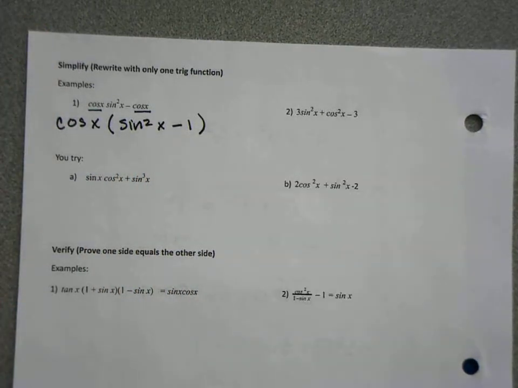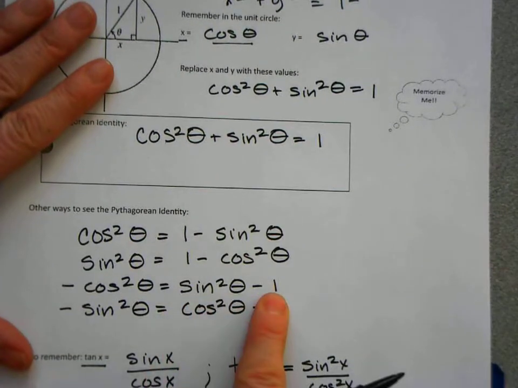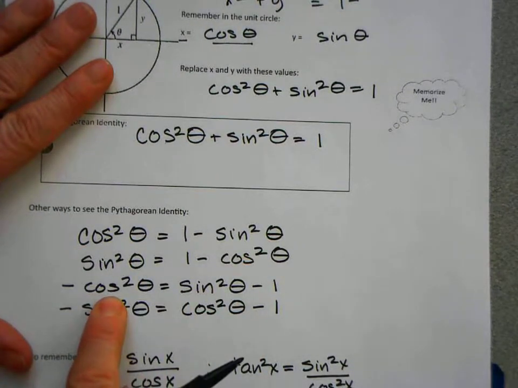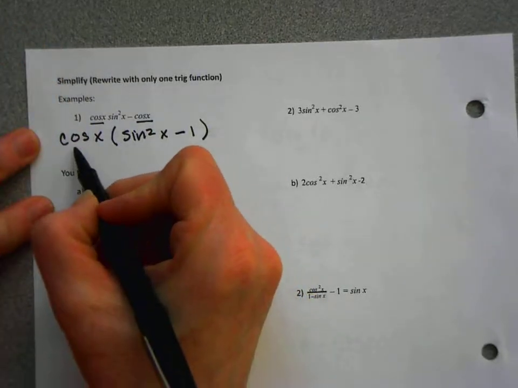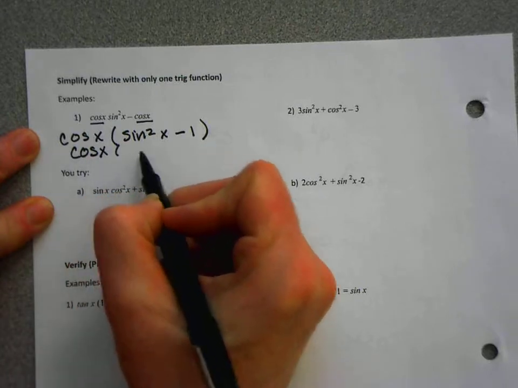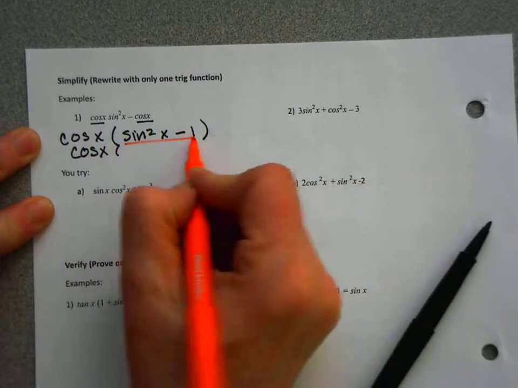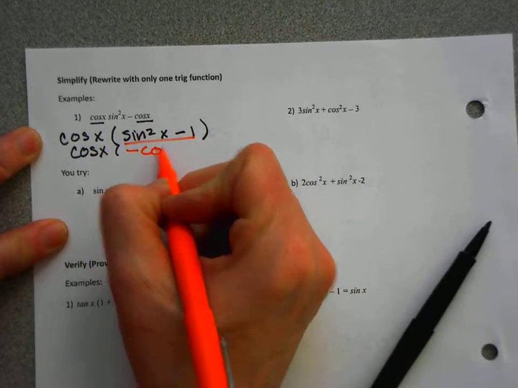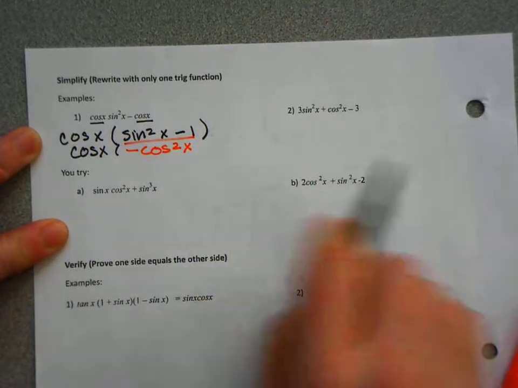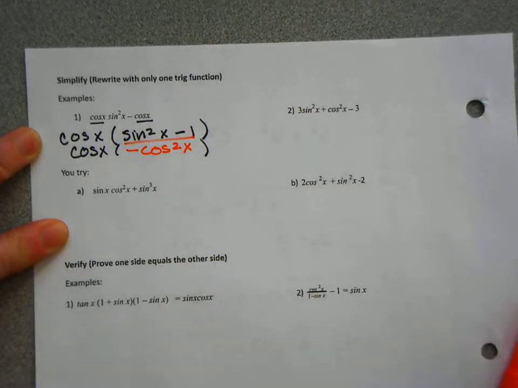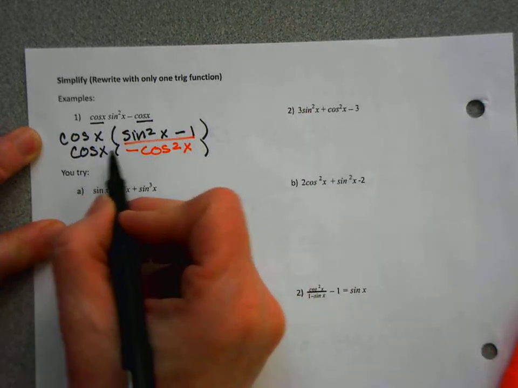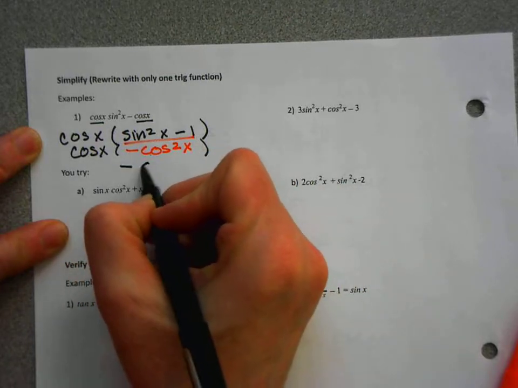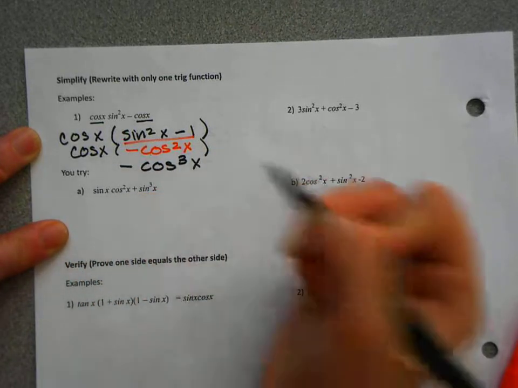And then I think to myself, oh, I can make a substitution. Because if I flip my page back over, do I see the sine squared x minus 1? Right there. I can substitute the negative cosine squared of x for that. Let's do it. So now the cosine of x, we're substituting this. Instead of this, we're going to have the negative cosine squared of x. Okay? We made a substitution. Now we're going to simplify. The cosine of x times the negative cosine squared of x will be the negative cosine cubed of x.